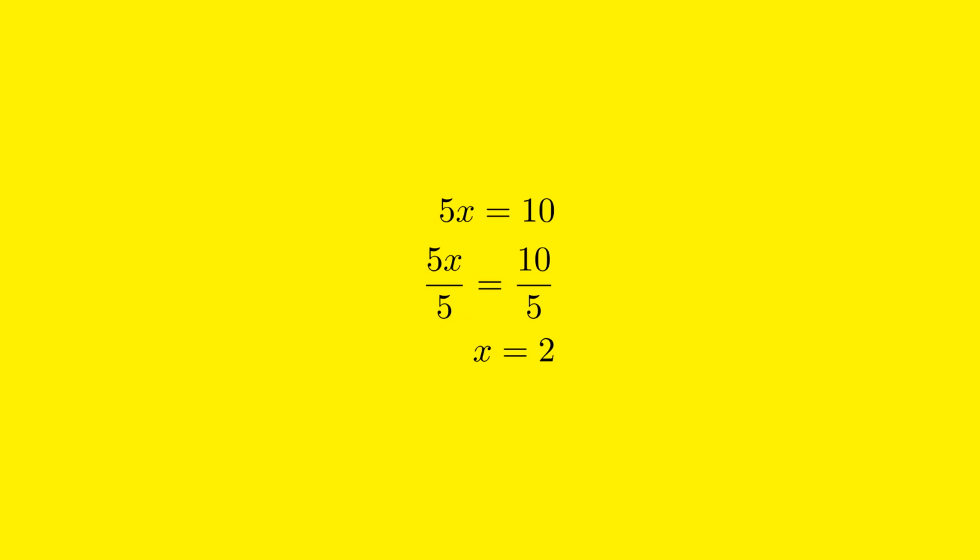This completes step 2. We have successfully isolated the variable x by dividing both sides of the equation by 5, resulting in x equals 2. Thus, x is solved, and the final answer is x equals 2.